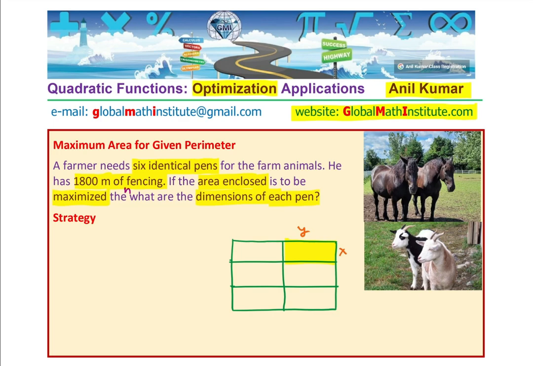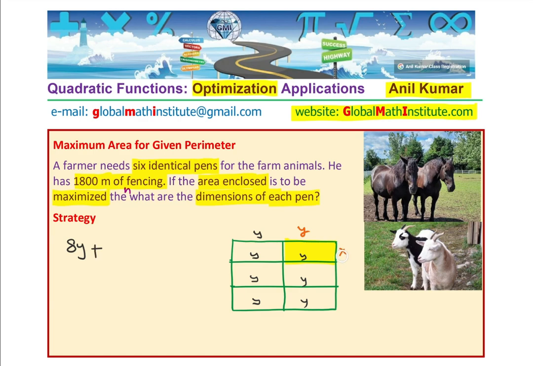So how do we relate 1800 meters of fencing with x and y? This is the first thing which we need to consider. Well, how many y's are there? So if you look at y, we got y, y, do you see that? There are 1, 2, 3, 4, 5, 6, 7, 8 y's, right?